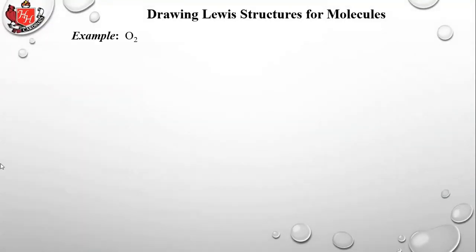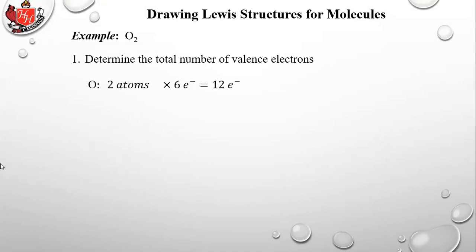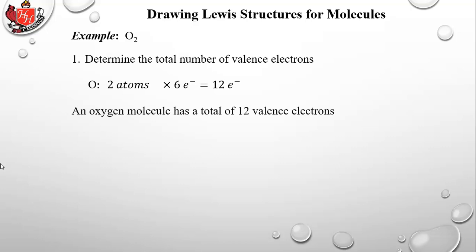Okay, now we're going to do oxygen, O2. Determine the total number of valence electrons. So there are 2 atoms of oxygen. Each one has 6 valence electrons, 6 electrons in its second orbital. So that's a total of 12 valence electrons. When we're done with this structure, we must have 12 dots on the paper. An oxygen molecule has a total of 12 valence electrons.